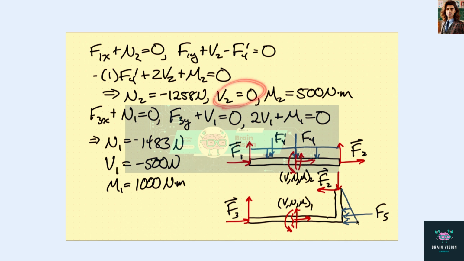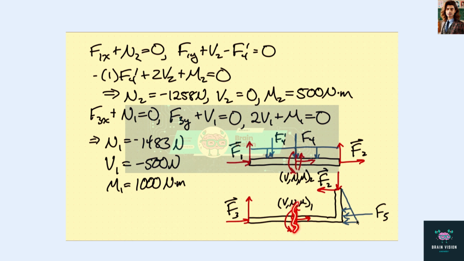The shear force is 0, which I think we should expect, just because of the way that this is pinned at both ends. So these two things have to be offset. So this isn't surprising. And then M2 is 500 Newton meters. And that's this.